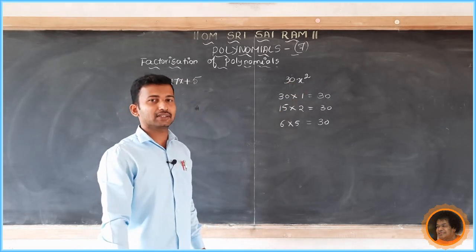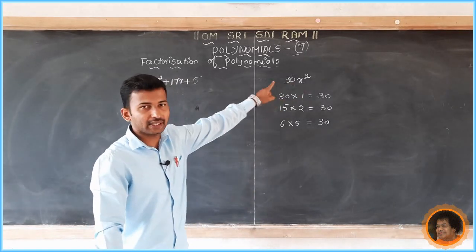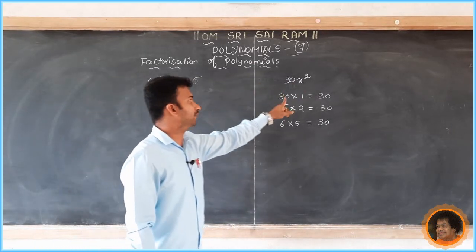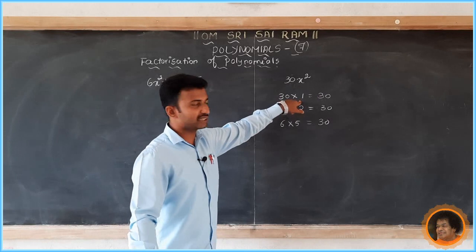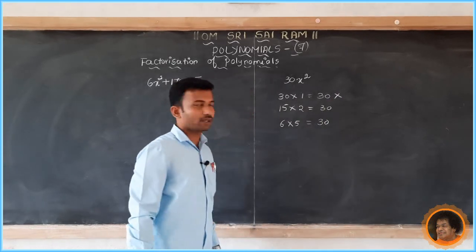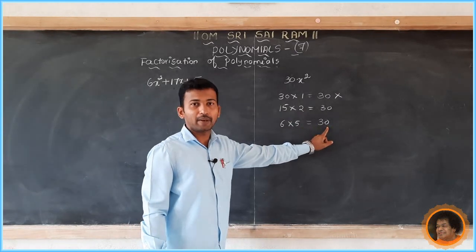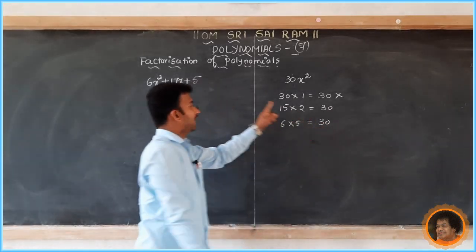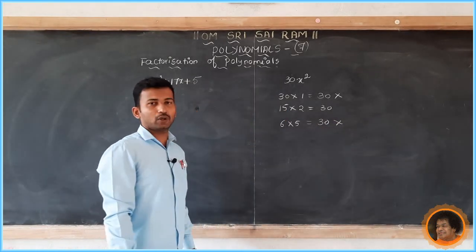Now, what next? Yes, we should select the best pair which gives the product 30. Similarly, the sum is 17. How to select? Yes, check for the first set. 30 into 1 is equal to 30, but 30 plus 1 is equal to 31. So the first set is rejected. Go for the next. 6 into 5 is equal to 30, but 6 plus 5 is equal to 11. But we have the sum 17. So the 6 into 5 factors are also rejected.